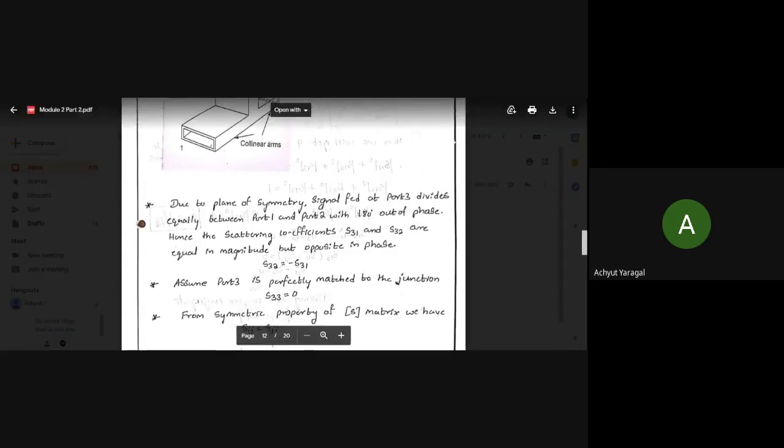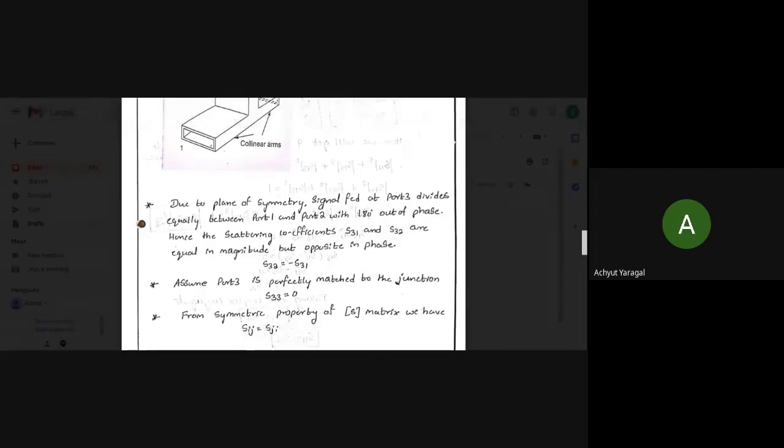Now as we have mentioned, due to symmetry, a plane of symmetry, the signal fed at port 3 divides equally. Remember, whatever signal we feed into port 3 will be equally divided between port 1 and port 2. But the only thing is that they are 180 degrees out of phase.